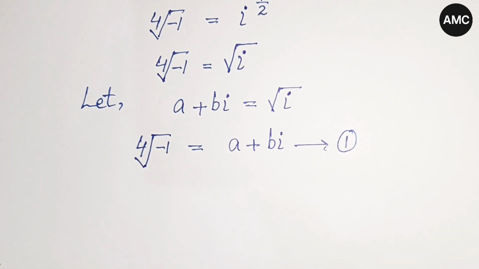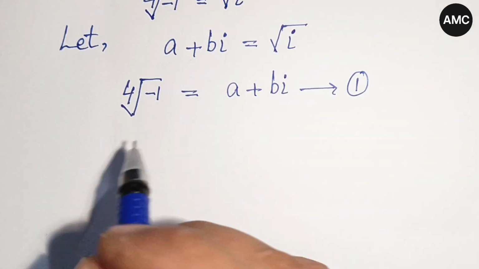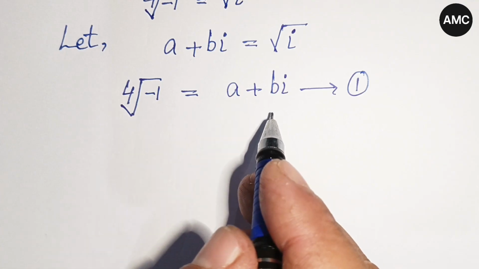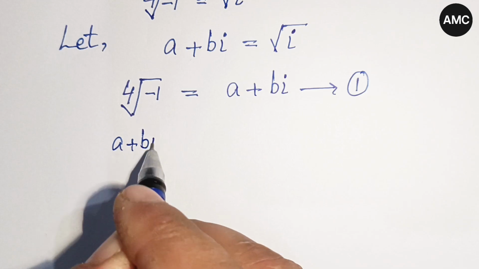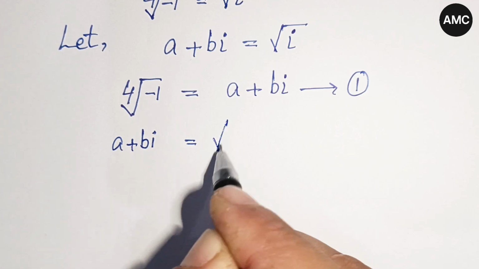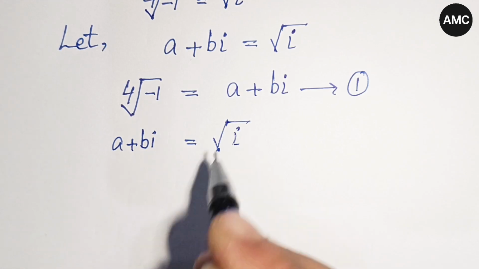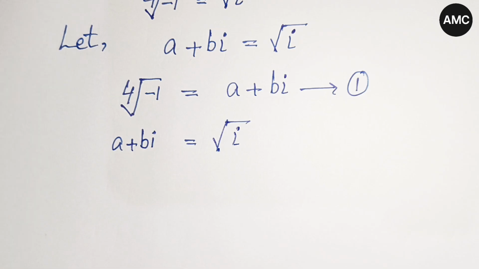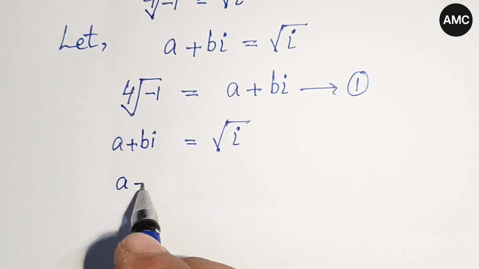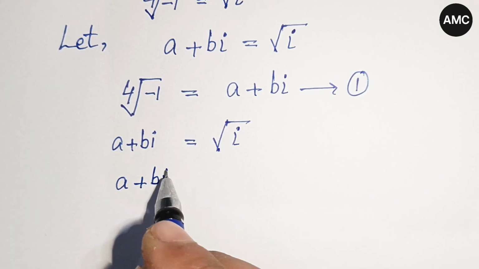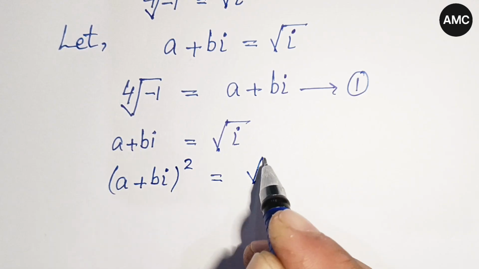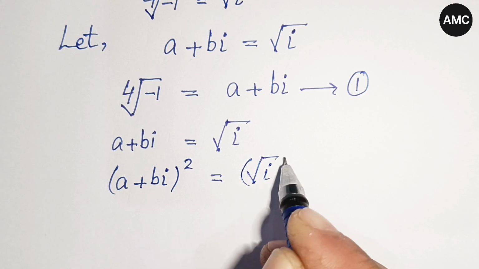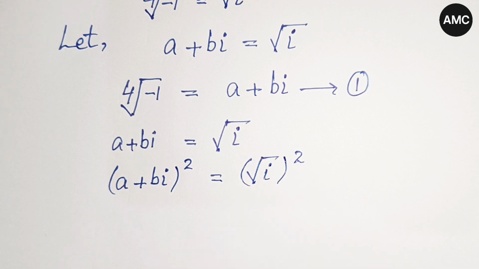Now this a plus b iota, we just write on this term here, that a plus b iota is equal to the square root of iota. So now if we just take the square on both hand sides, then we get a plus b iota whole squared is equal to the square root of iota whole squared. Here we are going to just cancel the square with the square root.